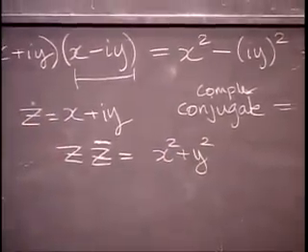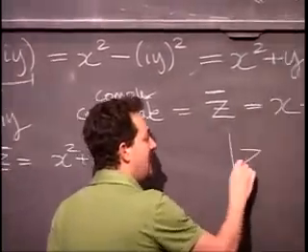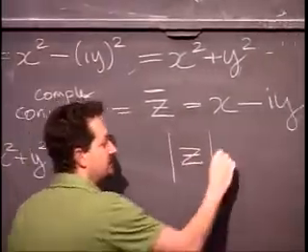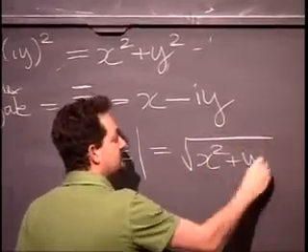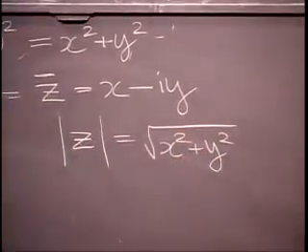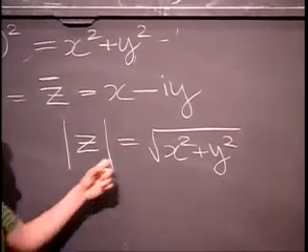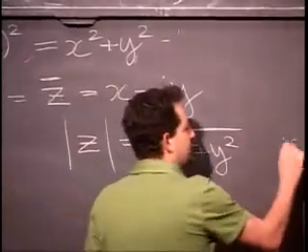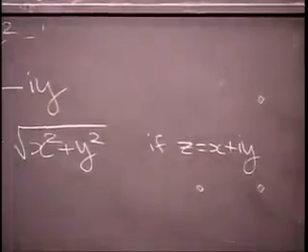Now this quantity x squared plus y squared is pretty useful. In fact, I'm going to define the absolute value of z to be equal to the square root of x squared plus y squared. That's sort of Pythagoras' theorem motivation. We'll look at that next time when we look at the complex plane. This is true if z equals x plus iy, of course. This is the absolute value.